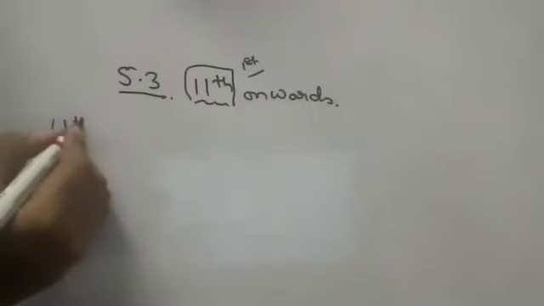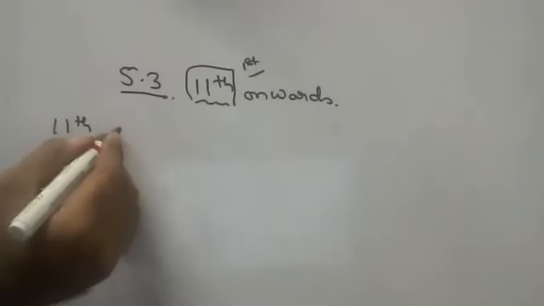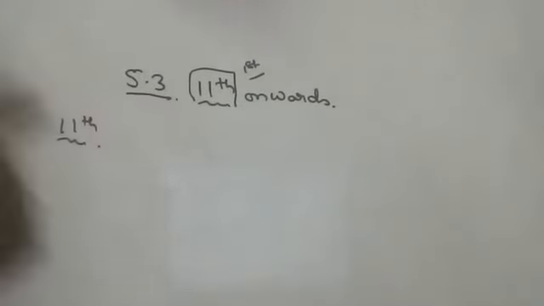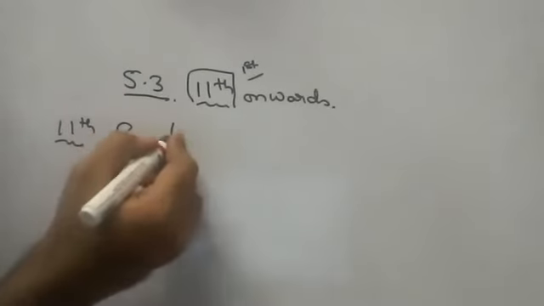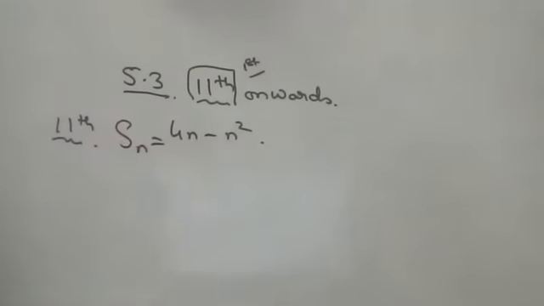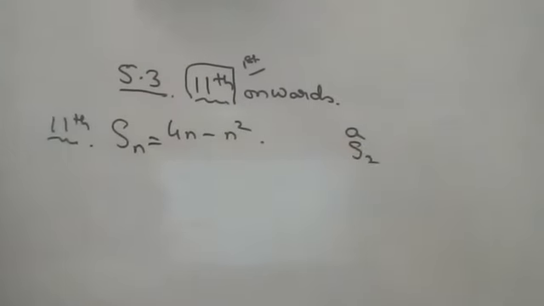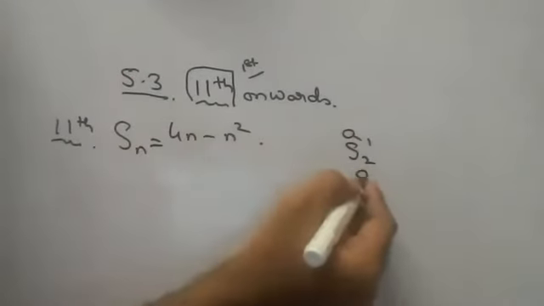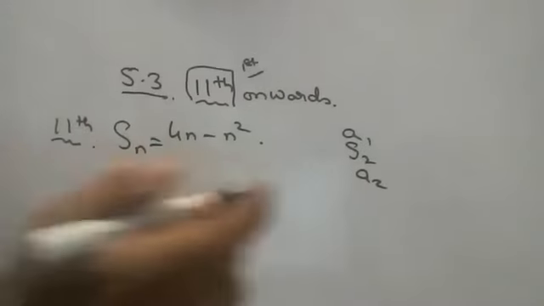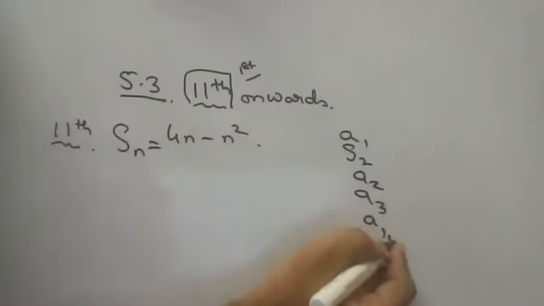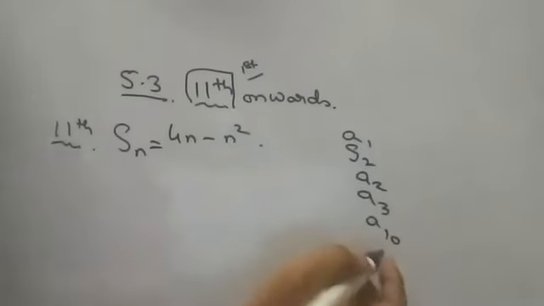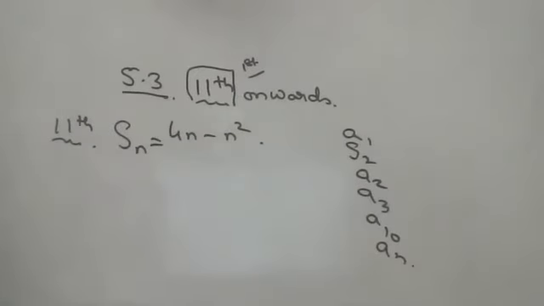So 11th question, children. He is saying that the sum of n terms of an AP is 4n minus n square. Sum of n terms is equal to 4n minus n square. What are the questions in that? What is the first term? And what is the sum of two terms? What is the second term? Find the third term, 10th term, and also the nth term. These are the questions. Very, very important, children.